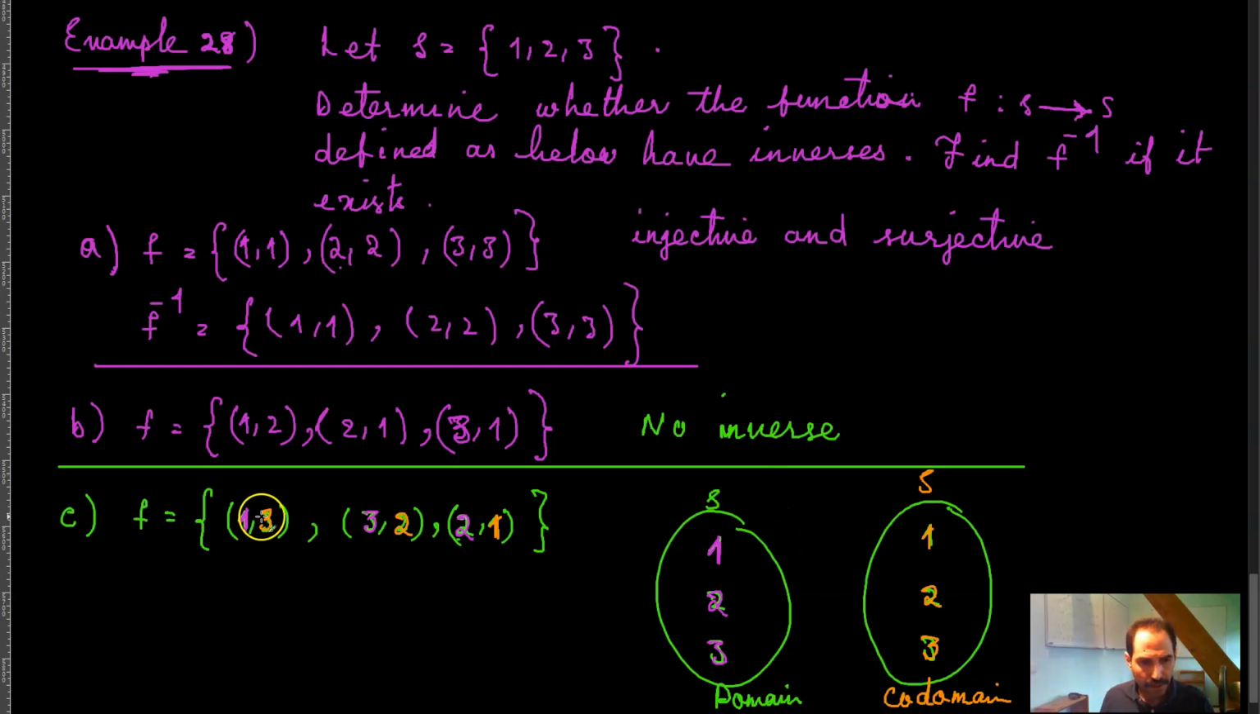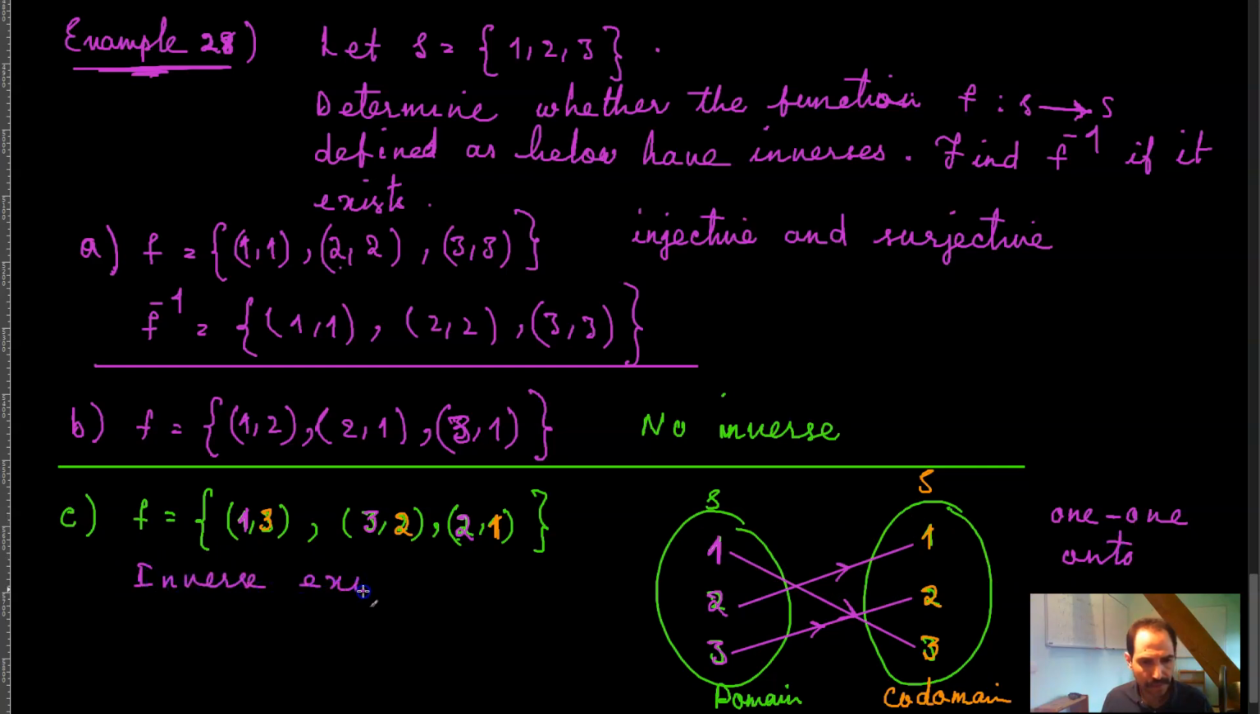Now you can see that 1 is mapped to 3, and 3 is mapped to 2, and 2 is mapped to 1. So as you can see, the function is one-to-one, and it is onto. And therefore the inverse exists, and f inverse is the inverse of these, meaning that (1, 3) becomes (3, 1), (3, 2) becomes (2, 3), and (2, 1) becomes (1, 2).